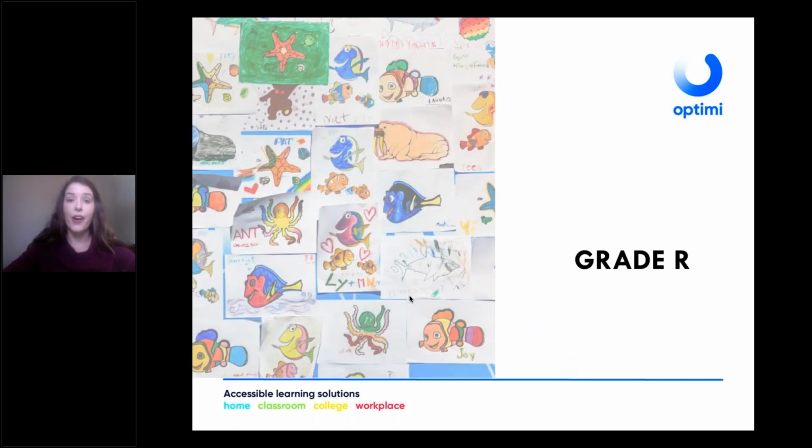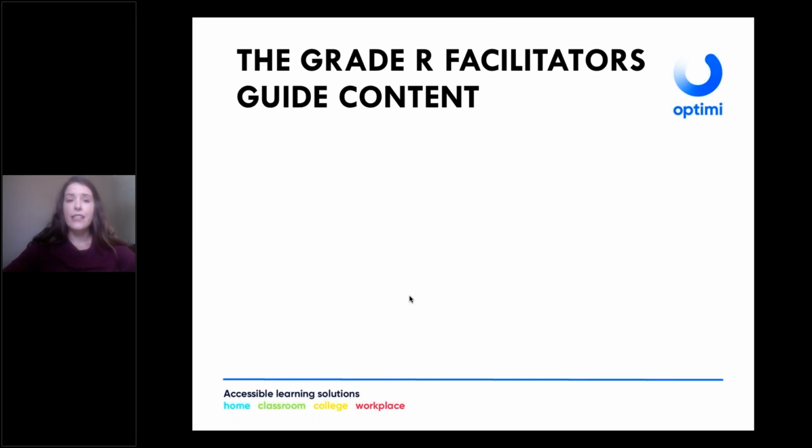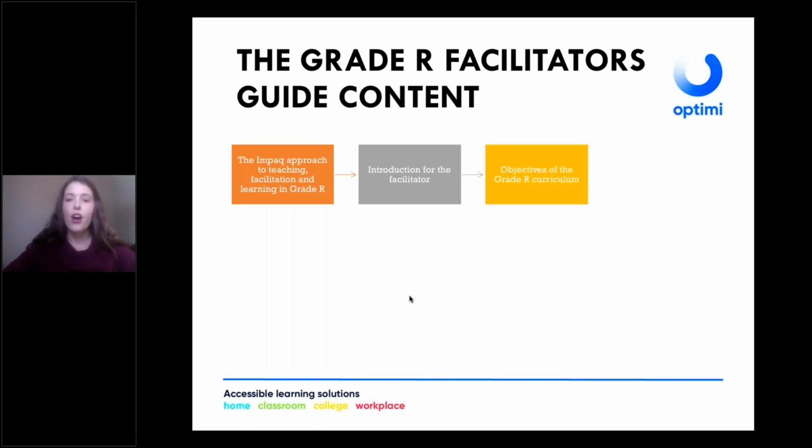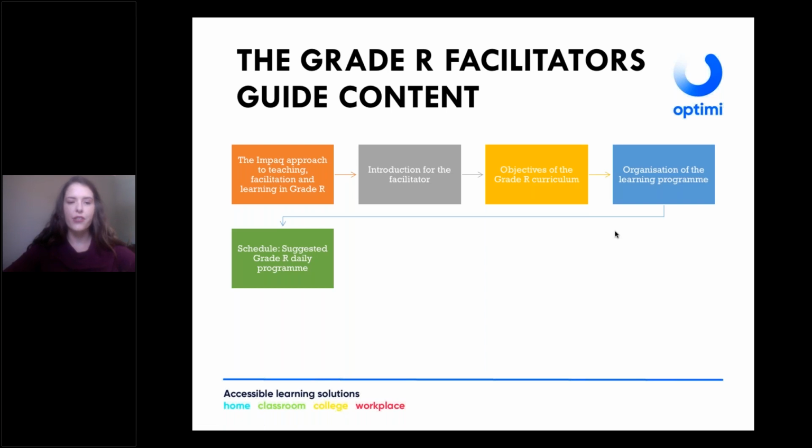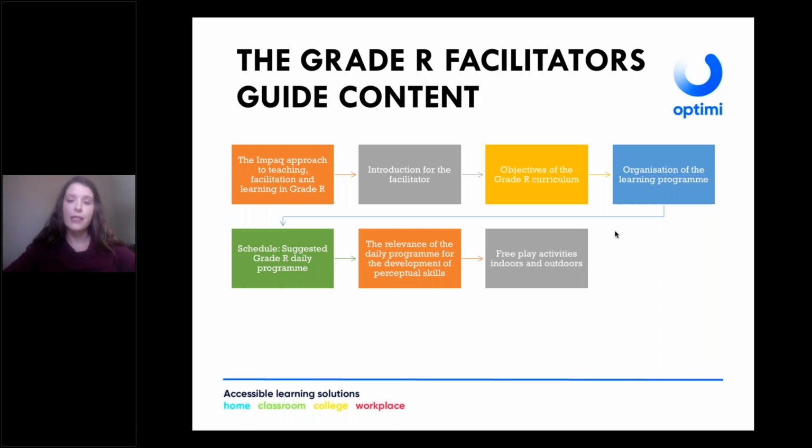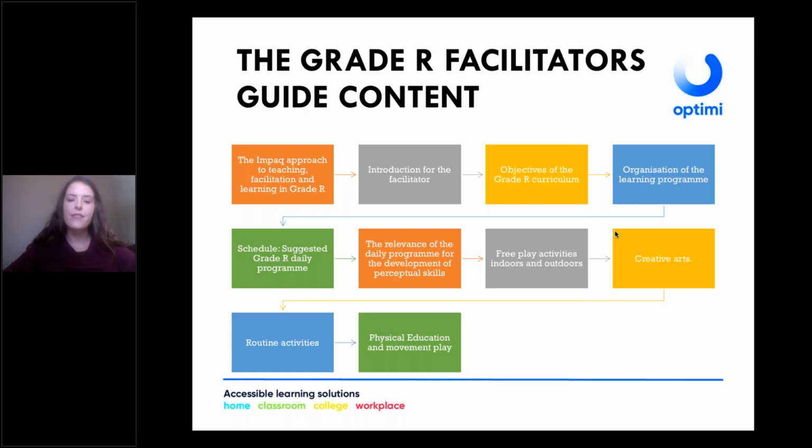Okay, let's have a look at Grade R. The Grade R facilitator's guide content is as follows. When you open your facilitator's guide, this is the information you will have in your table of contents. First of all, the Impact approach to teaching and facilitating learning in Grade R, an introduction for the facilitator, objectives of the Grade R curriculum, organization of the learning program, a suggested schedule and daily program for Grade R, the relevance of the daily program for the development of perceptual skills, free play activities indoors and outdoors, creative arts, routine activities, physical education and movement play, and how to use this product.